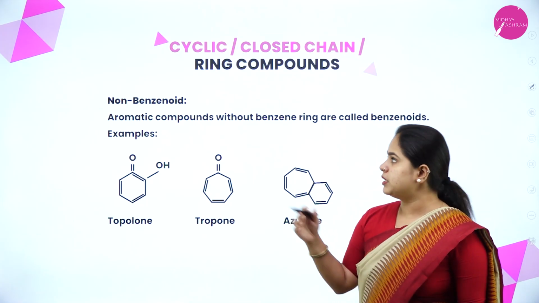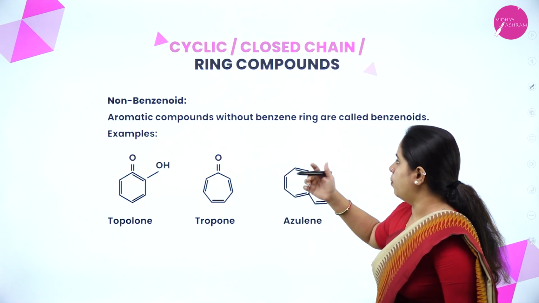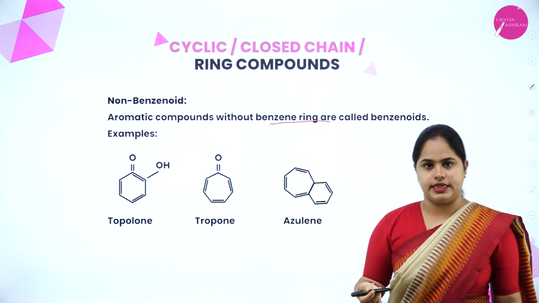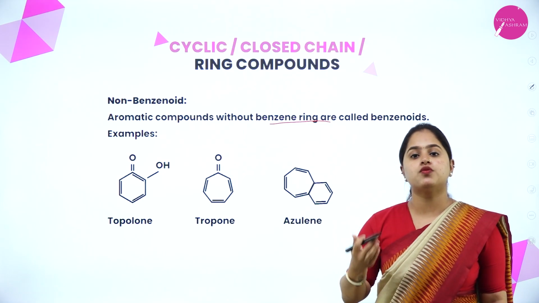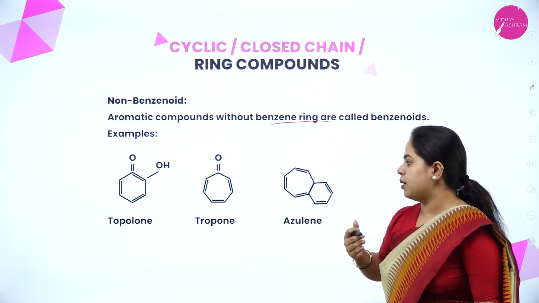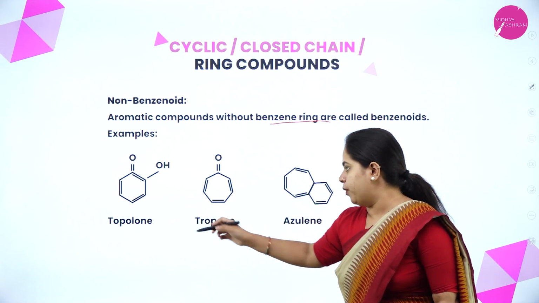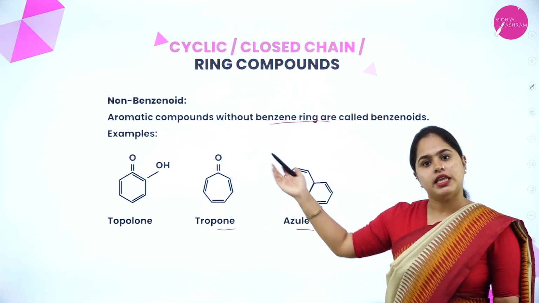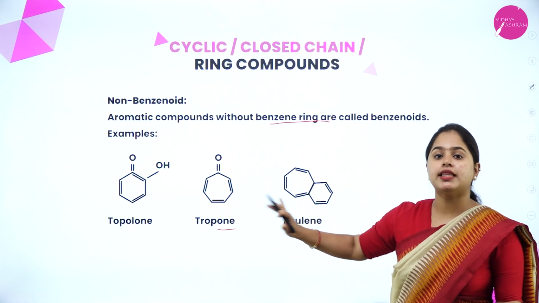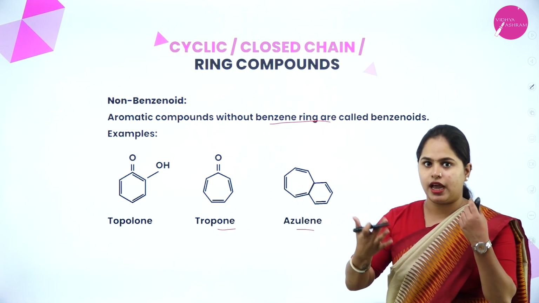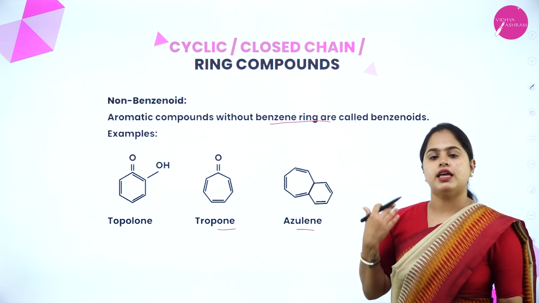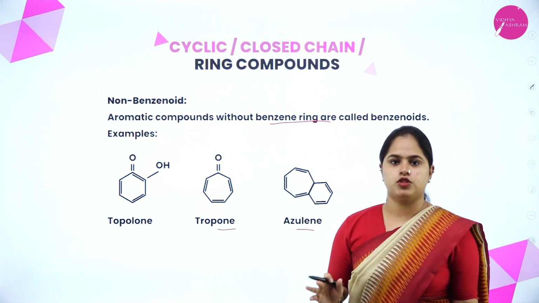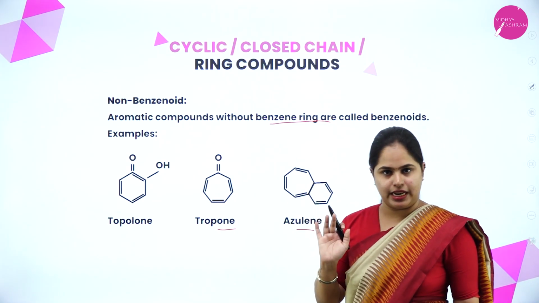Now there are non-benzenoid compounds. They are aromatic compounds without the benzene ring. Okay, they are aromatic compounds without the benzene ring. Few examples of these are tropolone, tropone and azulene. All these, as you can see here, they do not have a benzene ring, but still they are aromatic compounds because they have that specific aroma. Okay, that is why they are called aromatic compounds. So I hope the classification is clear till here.